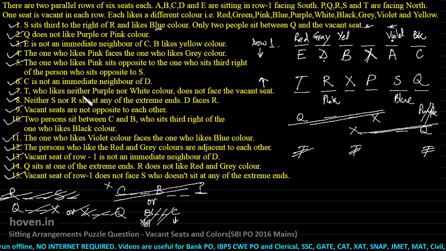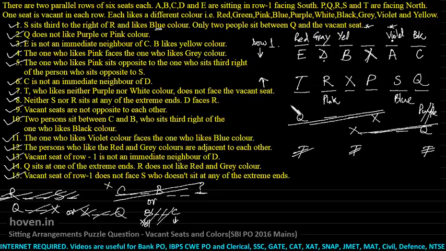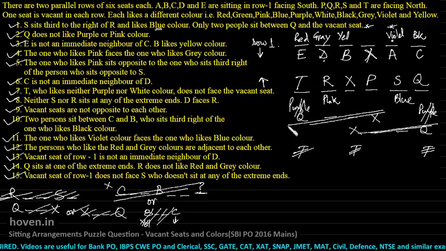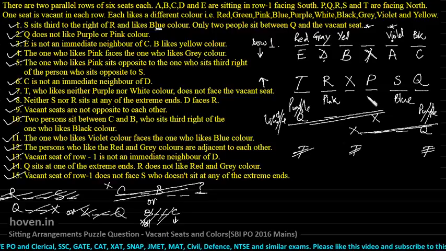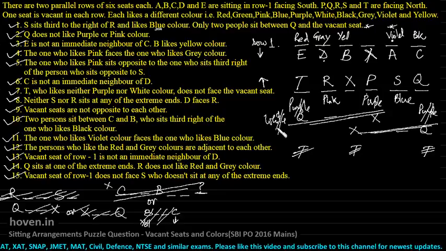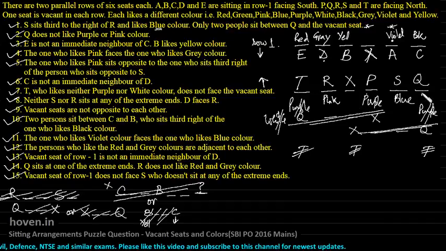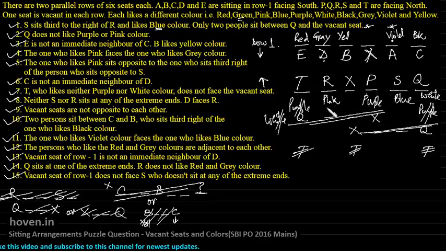What about T? T likes neither purple nor white. So T will not like purple and doesn't like white. This means purple is neither for this nor for this. Purple has to be for P. So we'll write purple. And then T, white can't come here. This means white will be coming at Q because that is the only one that is left. Place white. And what about the last color that is left? I think green is not used. So green will come for T. This solves the entire puzzle.